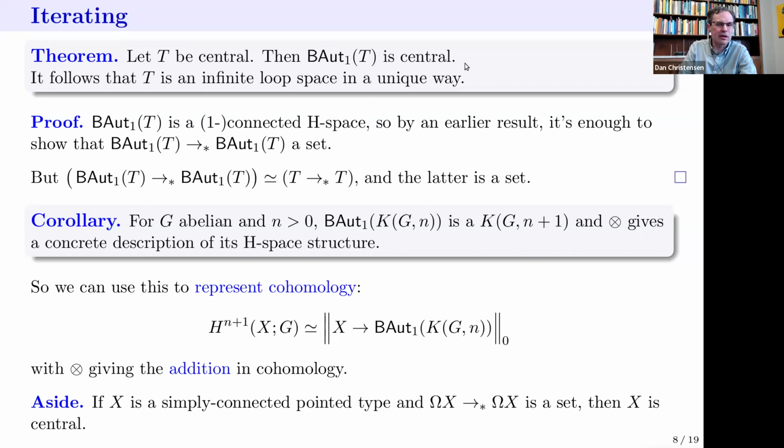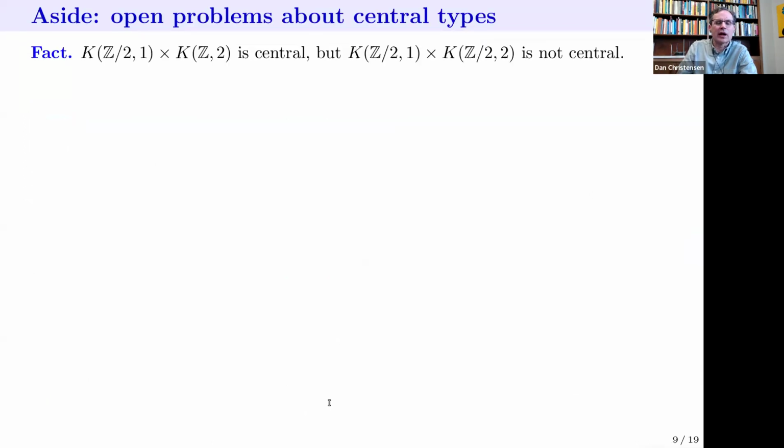It's a slightly indirect argument, but we see that if the loop space of X is central, then X must be central because it must be B Aut_1 of that loop space. We don't know the converse. I'm going to mention that in a moment. This whole slide is a bit of an aside, just because there are a lot of puzzles about central types, and I thought I'd mention some of them.